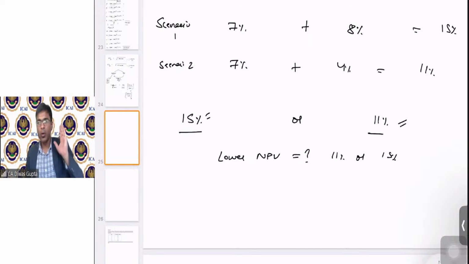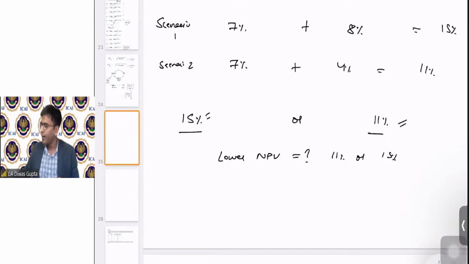So lower NPV is an outcome of higher discount rate, correct? Because your cash inflows are going to come in future. If you are using a higher discount rate, the present value will become lower, and the present value of the cash inflows will become lower. It will result in a lower NPV. Yes, I think all of you are right.